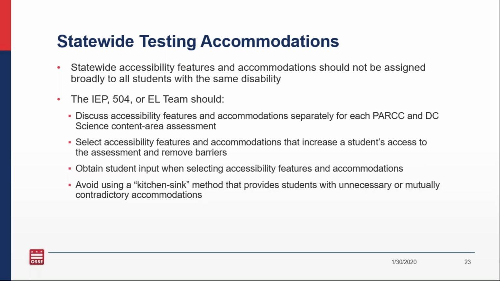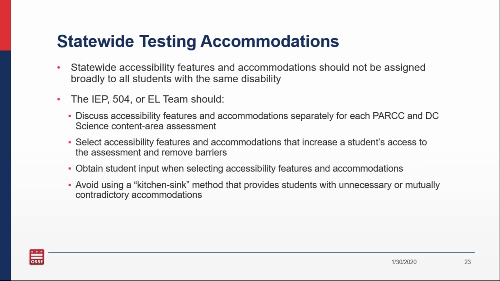Select accessibility features and accommodations that increase a student's access to the assessment and remove barriers. Obtain student input when selecting accessibility features and accommodations. So we touched on this earlier, but I like this factor of obtaining input from that student, especially our students in middle and high school, getting their feedback on what they need to use or what they want to see or what helps them be most successful on statewide assessments.